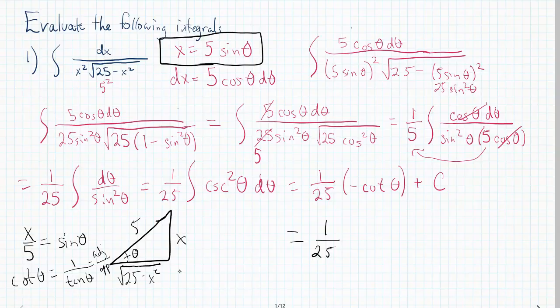So dealing with the cotangent of theta, where theta is, the adjacent side is the square root of 25 minus x squared. So we have negative square root of 25 minus x squared. And then what is our opposite side? Well, it's just x, and then we put a plus c, and bada boom, bada bing, we are done.